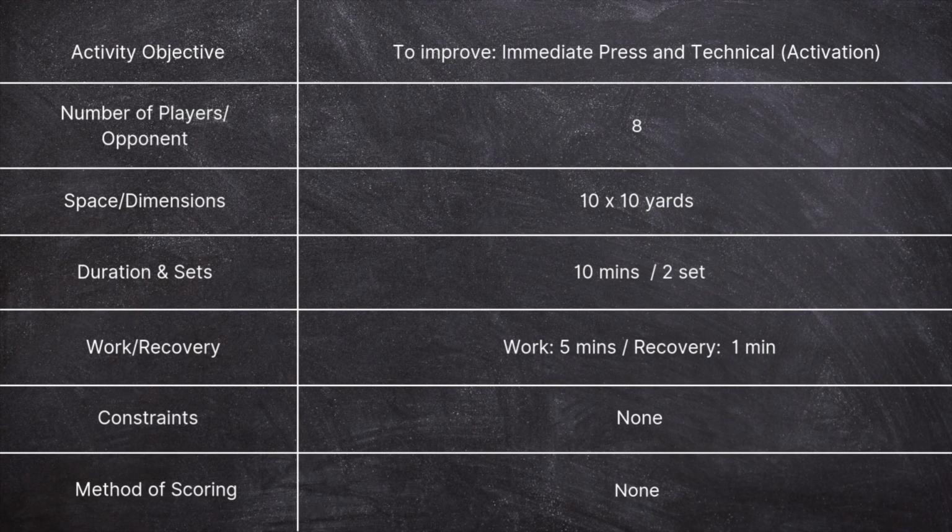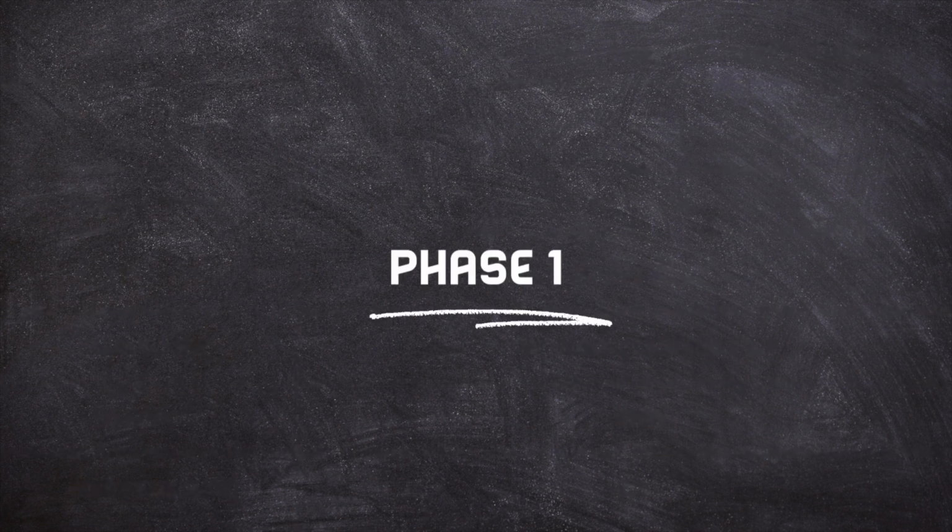This warm-up activates technical skills while reinforcing immediate pressing after losing possession. Here's the setup. Players: 8. Space and dimensions: 10 by 10 yards. Duration and sets: 10 minutes split into 2 sets. Work and recovery: 5 minutes of work, 1 minute recovery. Constraints: none. Method of scoring: none.